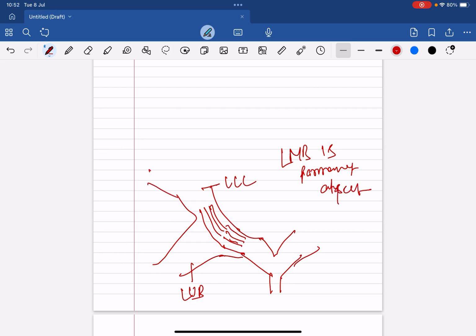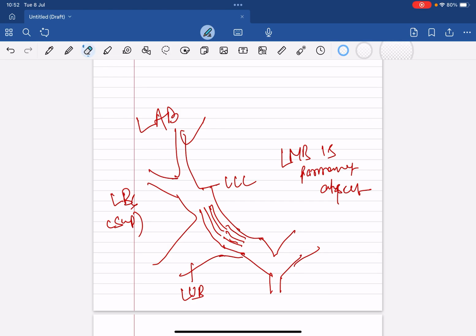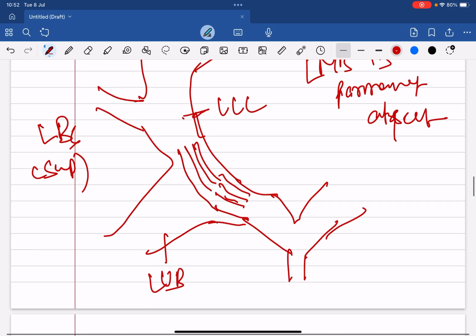So we're starting with the what? LB6. This is the superior segment. Then we enter inside the anterior basal, left anterior basal. Then this is left lateral basal. This is left posterior basal. On the upper lobe bronchus, you see the two structures divided further into segments.